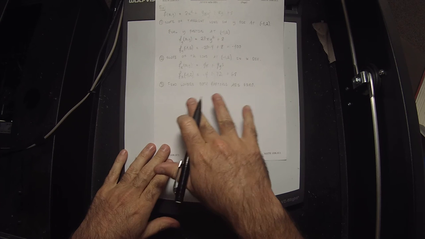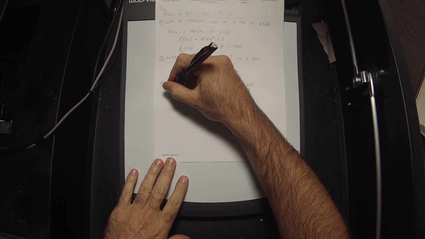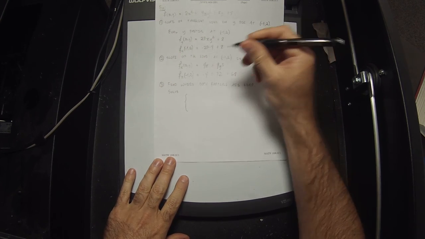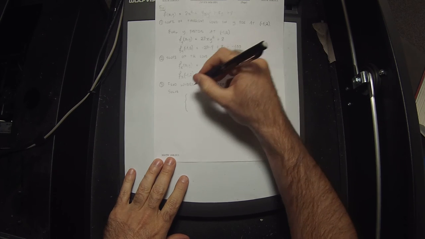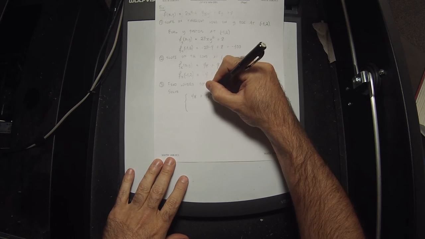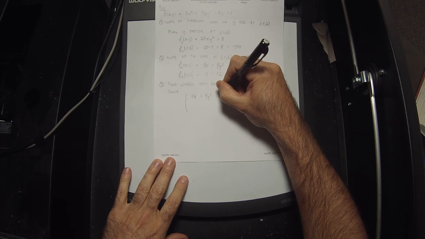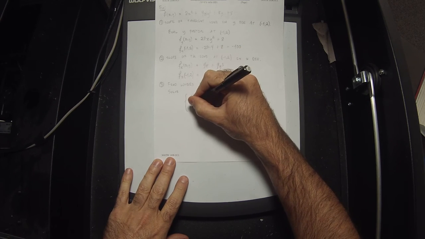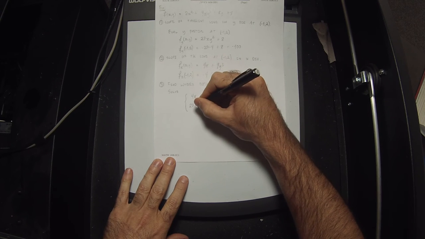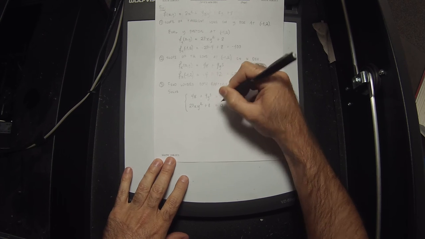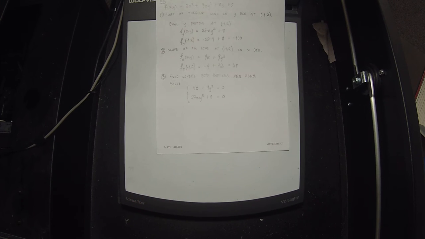So that means that we need to solve the following system of equations. We need to solve 4x plus 9y cubed is equal to 0, and 27xy squared plus 8 is equal to 0. So we're going to solve this nonlinear system of equations.